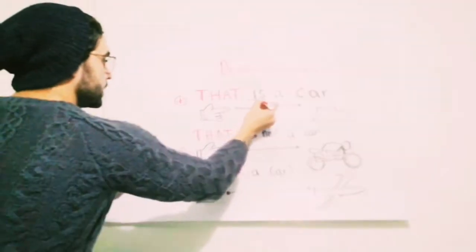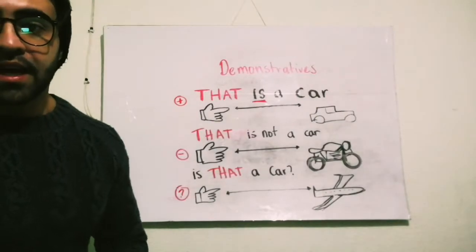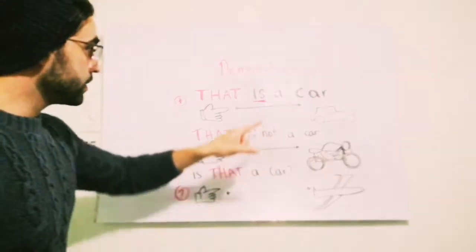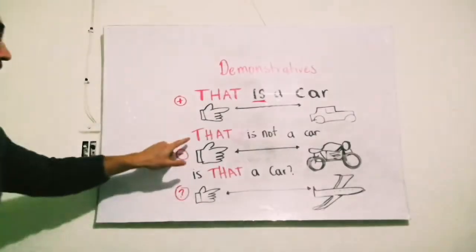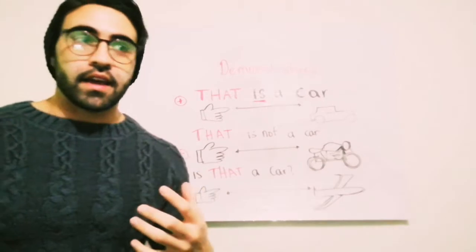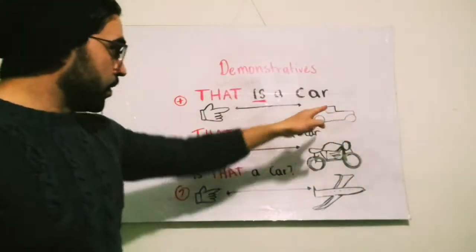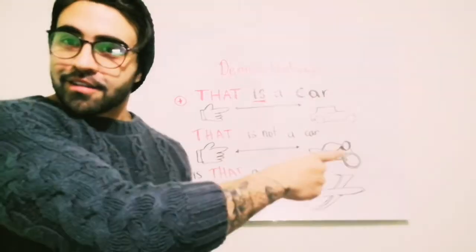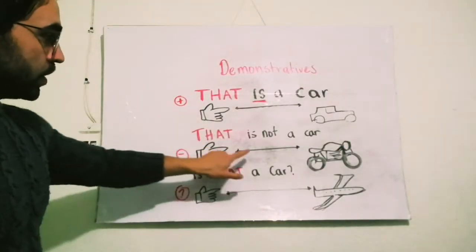Something important is the word is, because it's singular, right? And when it is singular, the verb to be we use is, right? Now, this is a positive sentence. This is a sentence that we say is in a positive way because you are pointing at a car. So I say, yes, that is a car. That is positive, right?